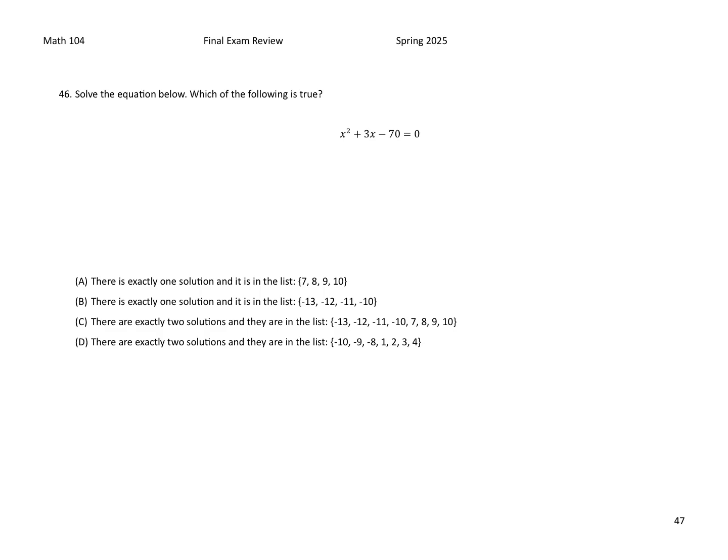Solve the equation below. Which of the following is true? So x squared plus 3x minus 70 factors to (x plus 10)(x minus 7). And so then my solutions would be x equals negative 10 or x equals 7. And we should check them.